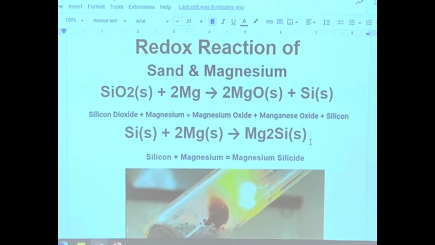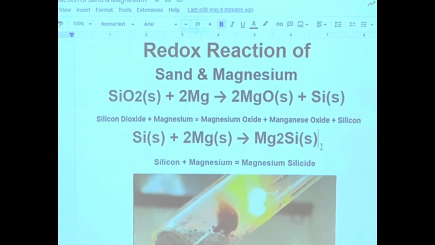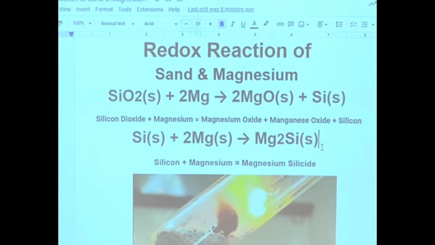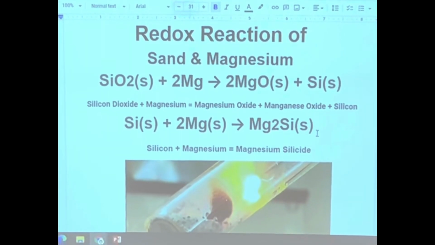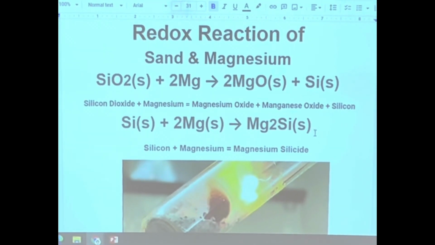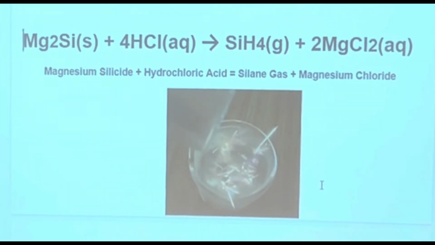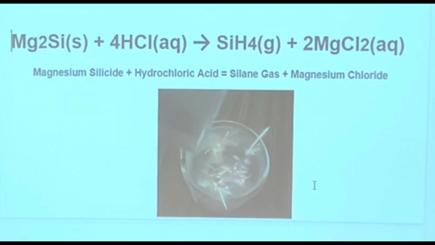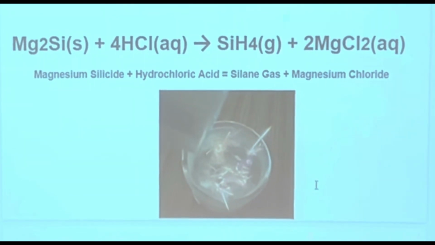Okay, so what's going on in this awesome reduction reaction is we started out with sand and magnesium. Of course, there's some silicon dioxide in the sand that combined with the magnesium to create magnesium oxide and elemental silicon. And then very quickly, some of that silicon combined with magnesium to make magnesium silicide that we added to our hydrochloric acid. The second part of this reaction is when we took the magnesium silicide that we made in the test tube and we added it to 12 molar hydrochloric acid. That created pyrophoric silane gas and magnesium chloride.